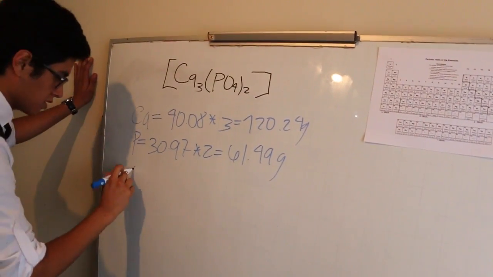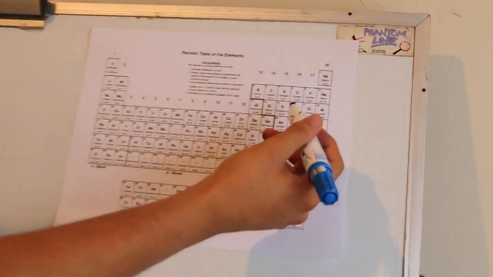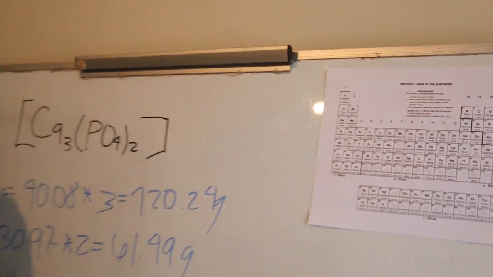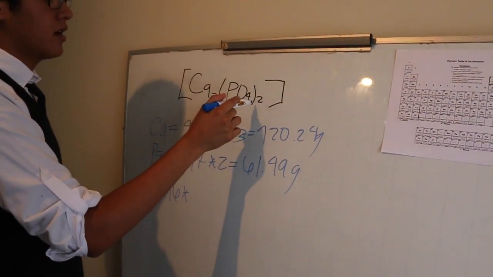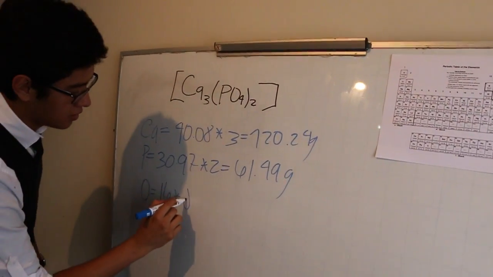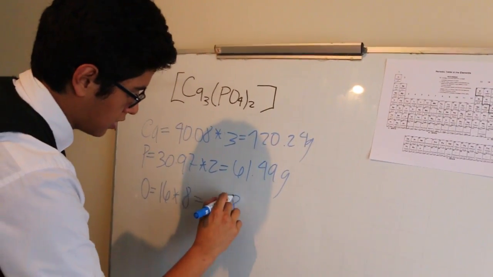Then for oxygen, it equals 16. So we put 16 times... Now this is different because we have oxygen here and it's multiplied by 4 times 2, so we have 8 here. And this equals 128.